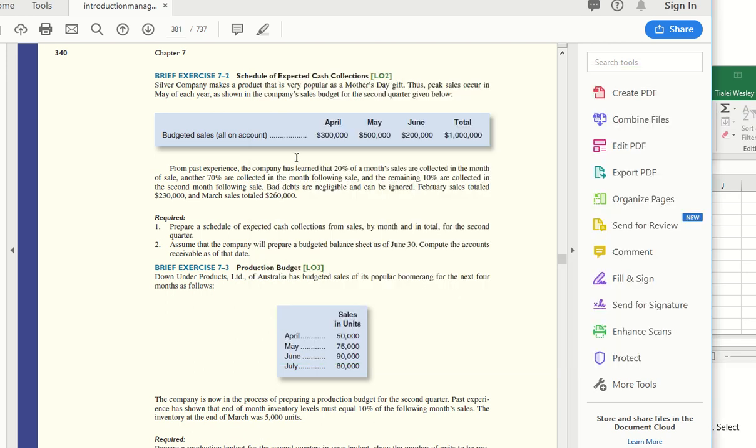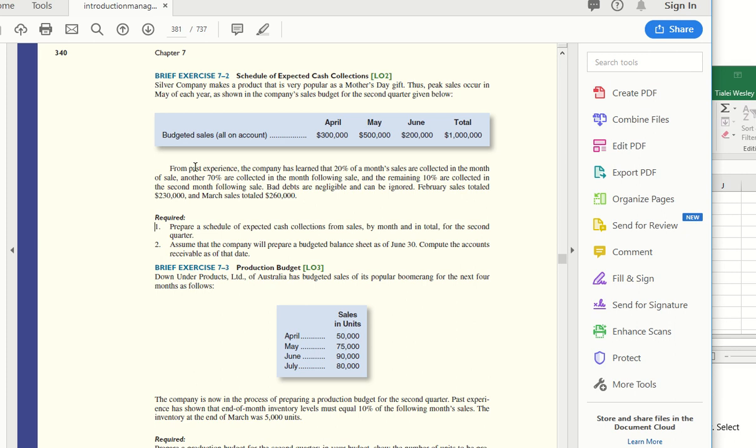From past experience, the company has learned that 20% of its sales are collected in the month of sale. Another 70% are collected in the following month, and the remaining 10% are collected in the second month following the sale. Bad debts are negligible and can be ignored.